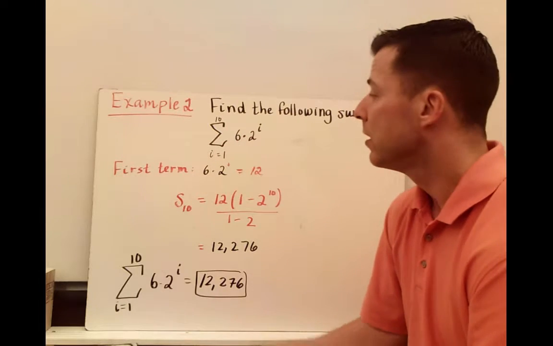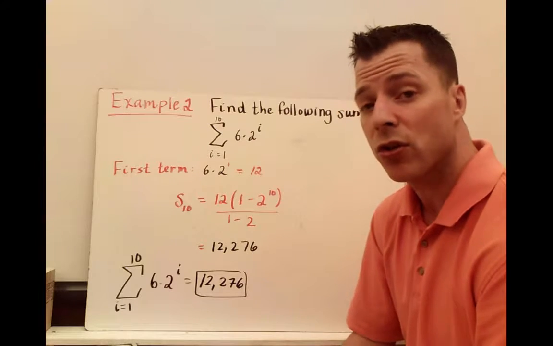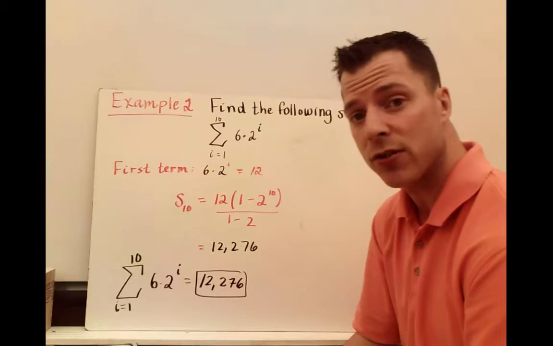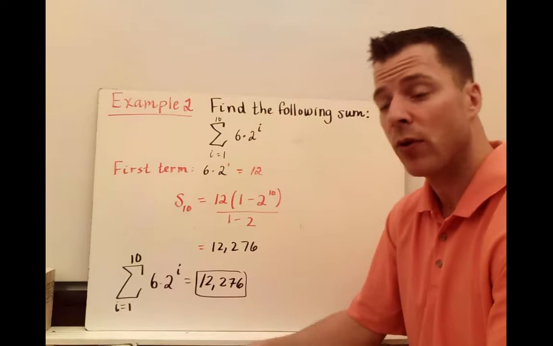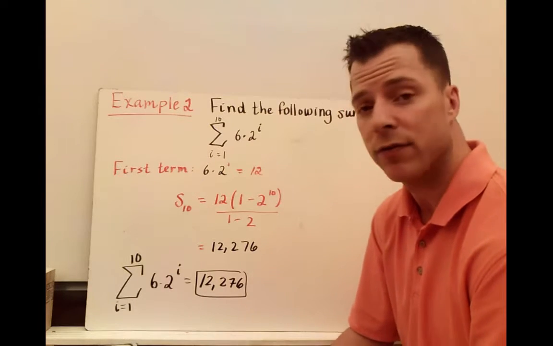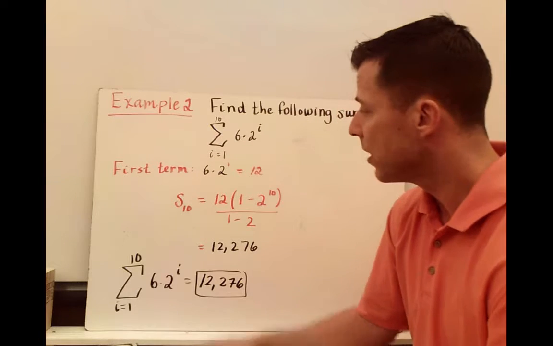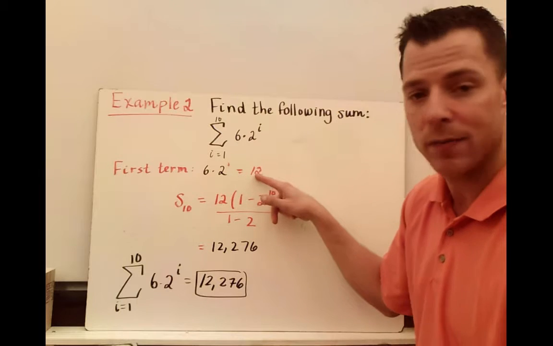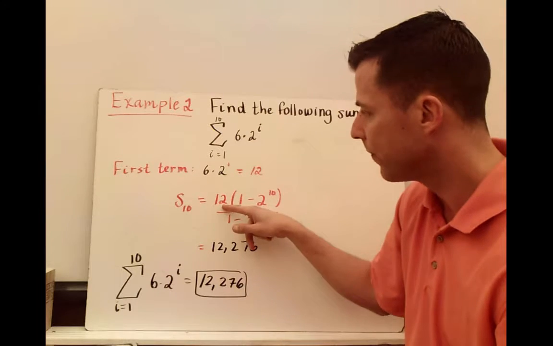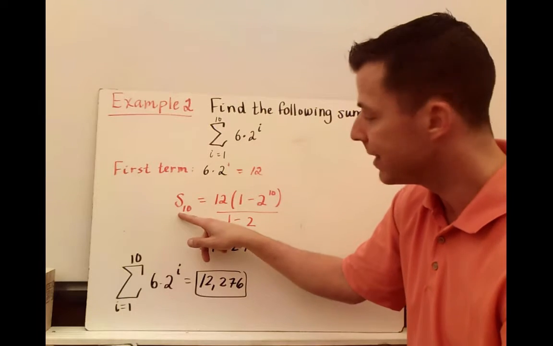Now these sums should get large quickly because these are exponential functions. We talked about that in the last video. When r is not 0, it's not 1, or greater than 1, you're going to have an exponential function for these geometric sequences. So I need the first term here, so I do 6 times 2 to the 1. That's going to be equal to 12, so I've got my first term. I want the sum of the first 10 terms.